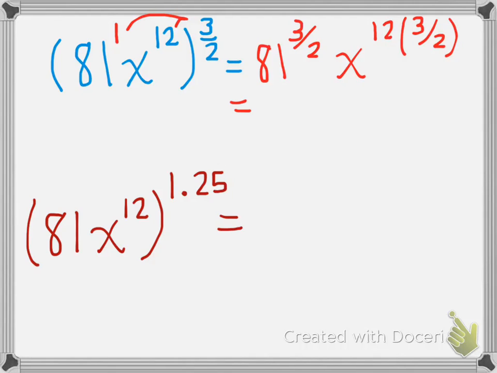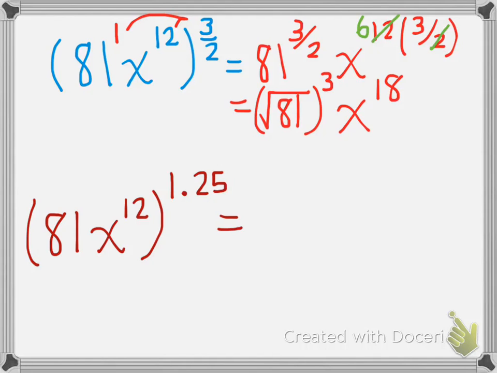81 to the 3/2 power is the square root of 81 cubed. And then my 2 turns this 12 into a 6, and I get x to the 18th power. Now I just got to clean up that square root. The square root of 81 is 9. Write that in a different color. And so 9 cubed, 9 times 9 times 9 is 243 x to the 18th. That is our perfectly, completely simplified answer.